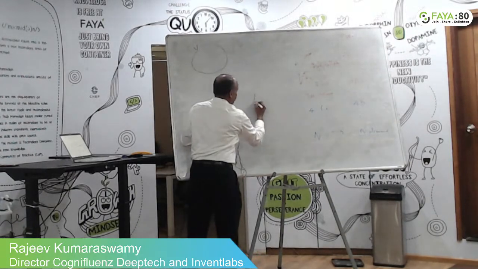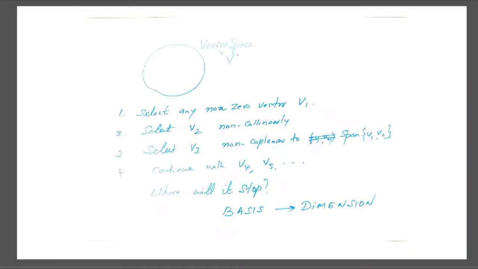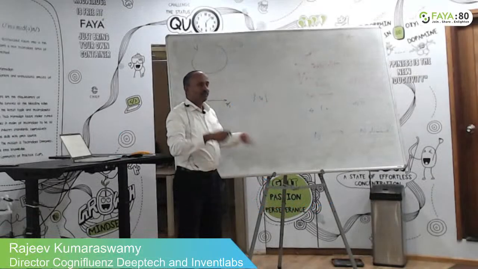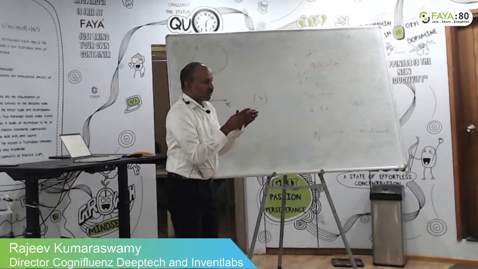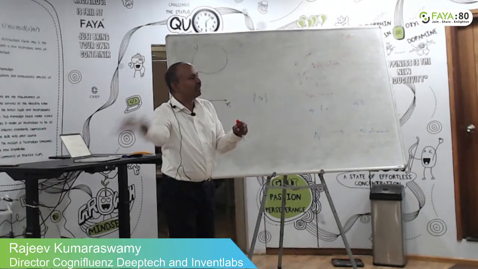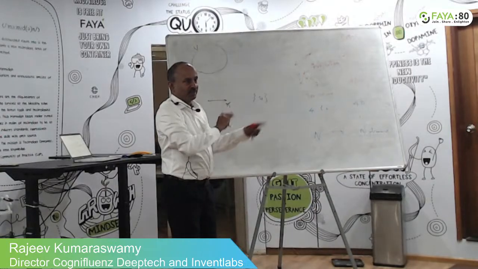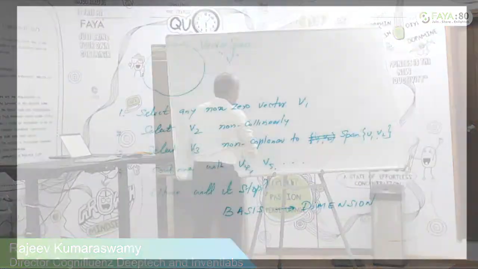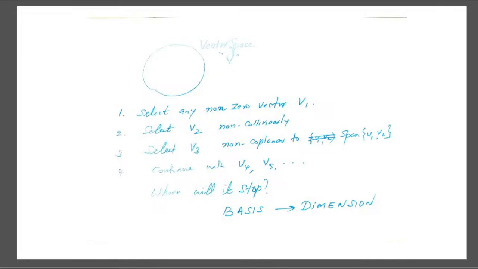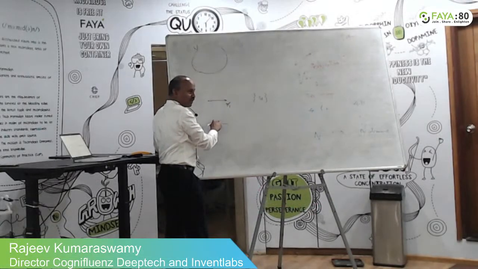This set v1 is linearly independent. There is nothing to check. It's a non-zero vector. How do you check it? The vector should not be representable as a linear combination of the remaining vectors, but there are no remaining vectors. So a singleton element is linearly independent. Okay. Now what you do, you add one more vector from this space. You can take any vector from it. The only thing is it should not be on the same line. It should not be a scaled version of v1.